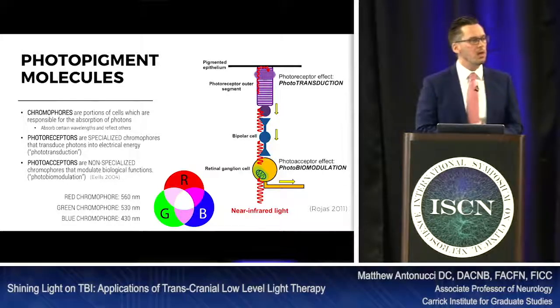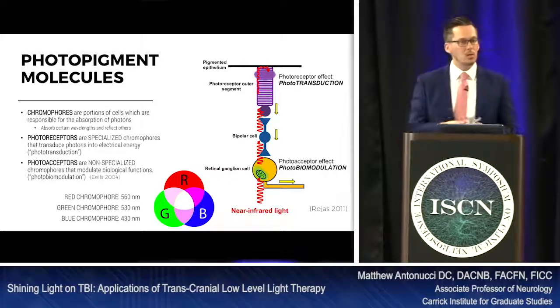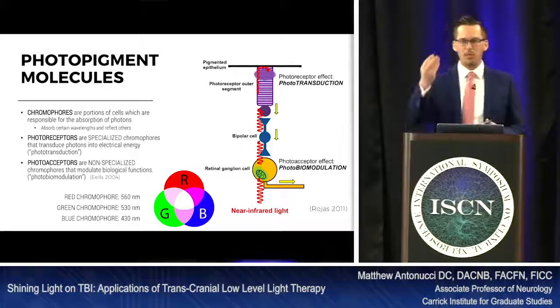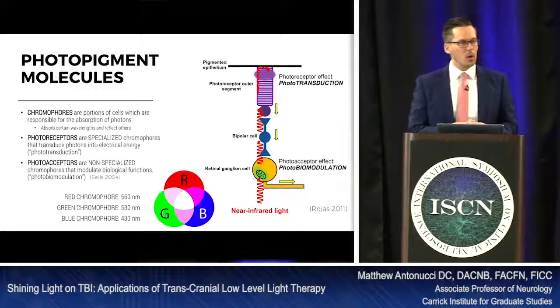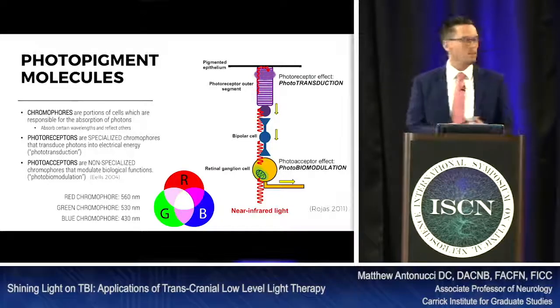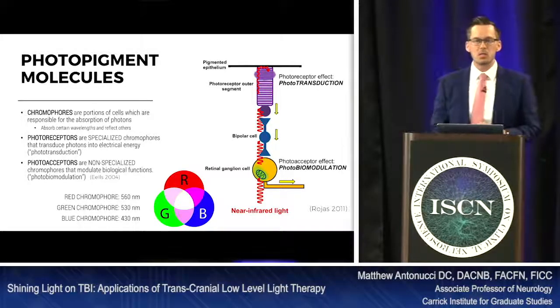The specialized ones you're using right now, which are the rods and cones inside of our eyes, and they allow us to accept photons. And you see down there in the middle, we have three different types of cones in our eyes, right? We have reds, we have greens, we have blues, and that allows us to see the visual spectrum.